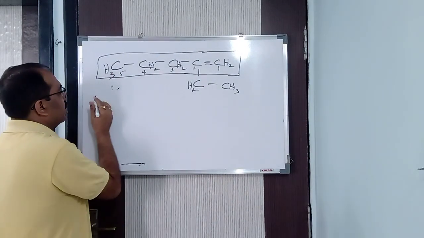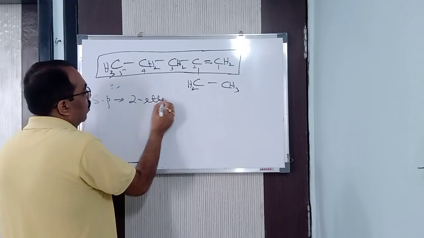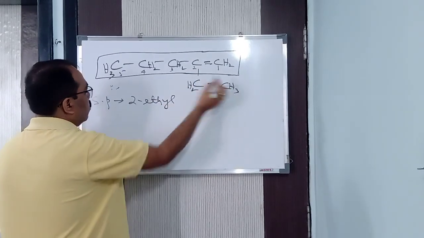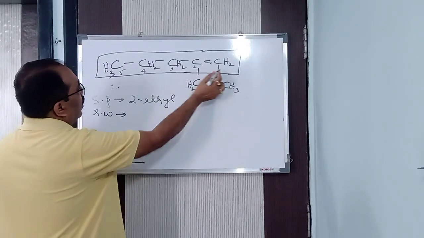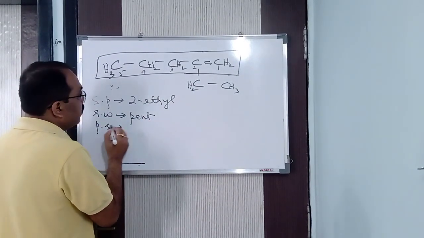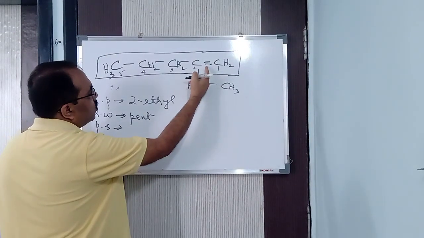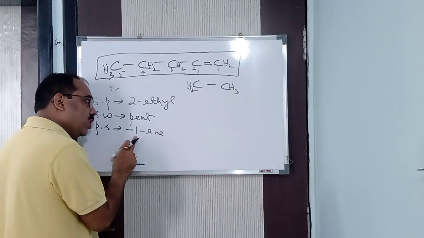Okay, let me write the IUPAC name. See here, secondary prefix, what is that? The first is 2-ethyl, only one is there, secondary prefix 2-ethyl. No primary prefix, root word is what? How many carbon atoms? 5, so it is pent. Now what is primary suffix? Primary suffix is nothing but first position I got it, in. So 1-ene, or you may not write 1 also.